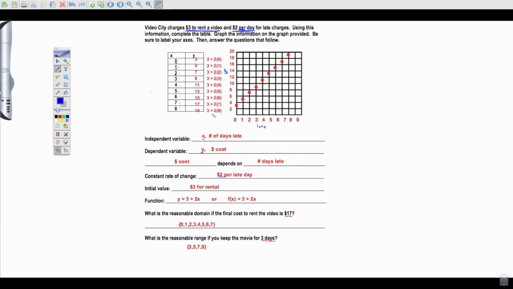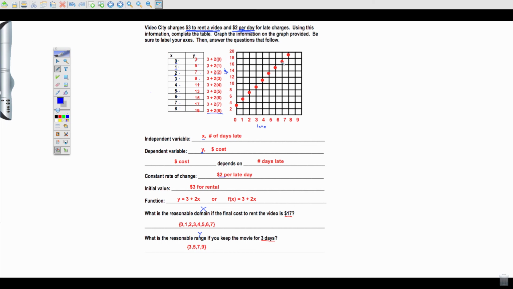You were going to get charged $3 to rent the video, regardless of how many late days you have. So that was the initial value. Your function, it's the same thing as what we use to find these values up here at top. So your function is y equals 3 plus 2x, or you could say f of x equals 3 plus 2x. Same thing. All right, domain. Again, domain is x, range is y. The final cost to rent the video is $17.